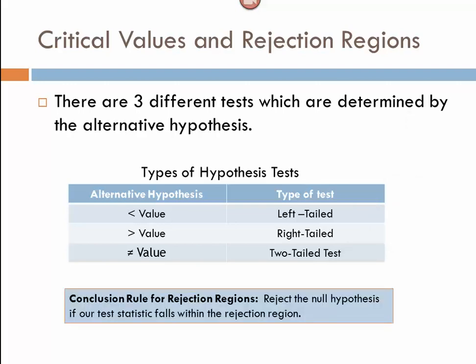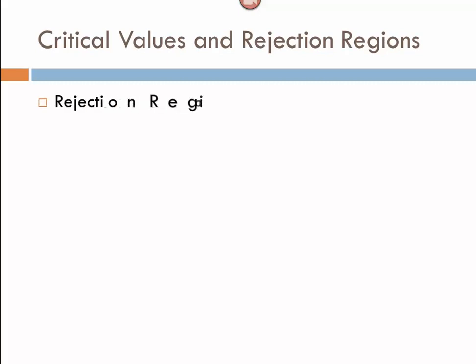Now, if we are approaching a hypothesis test by looking at the regions that we call our rejection regions, we are doing a critical value approach, and this is the first approach that we're going to look at. Our conclusion rule for rejection regions is that we are going to reject the null hypothesis if our test statistic, which comes from our random sample, falls within the rejection region. The location of the rejection region depends on the type of test we're doing, which depends on our alternative hypothesis.